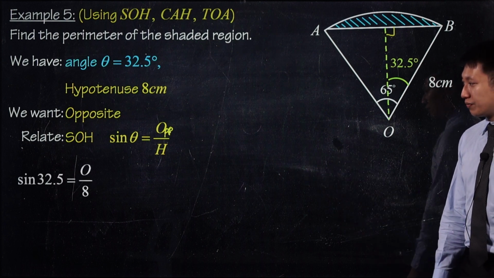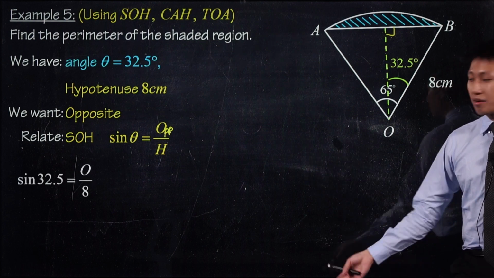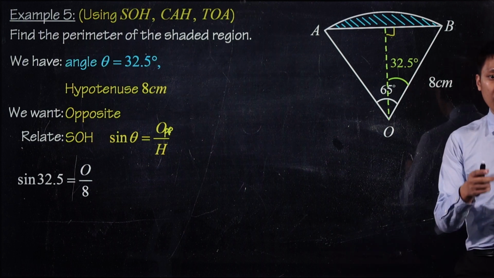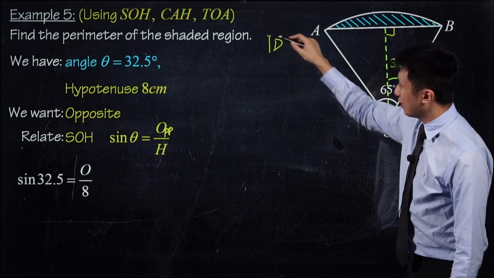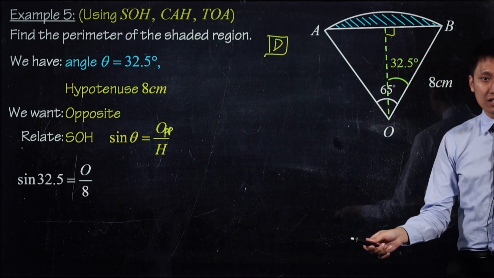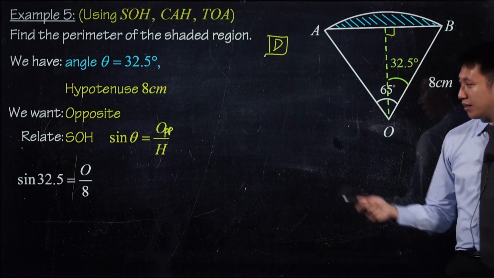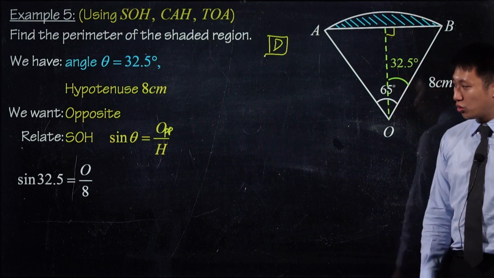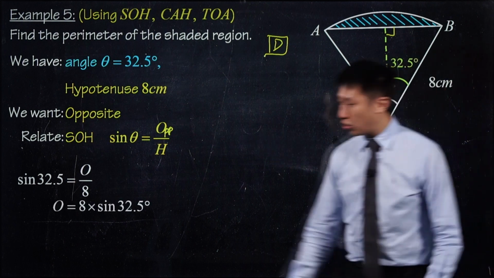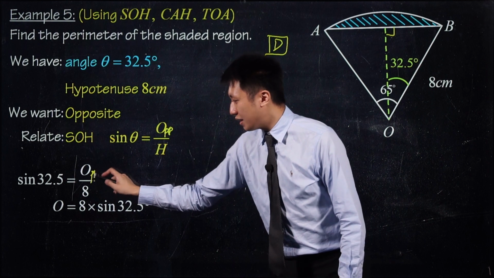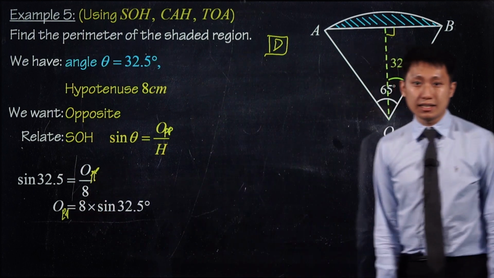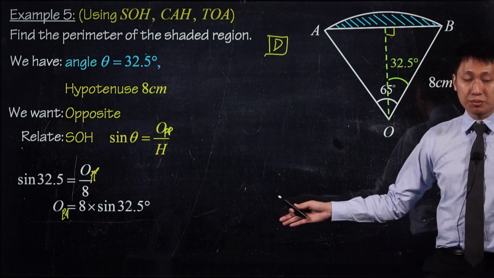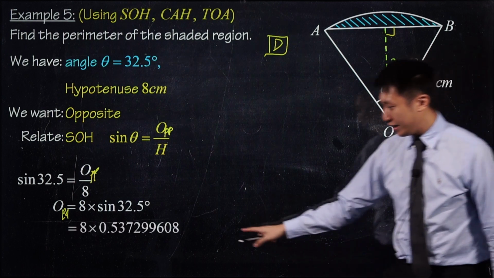So that's sine 32.5, degree or radian? Degree. Make sure your calculator is using D here. Make sure you change the mode before you do this question. Sine 32.5 is equal to opposite divided by 8. Again, I just write opposite. So it's 8 times sine 32.5.